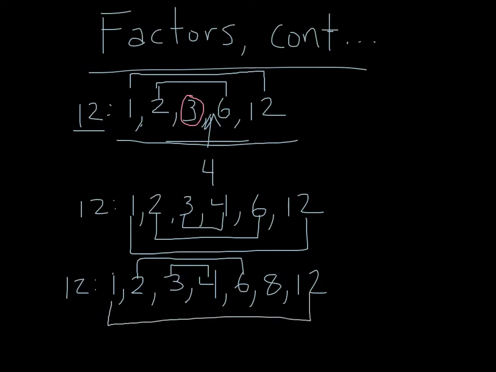They all have partners except for 8. Why doesn't 8 have a partner? Because you can't multiply 8 times anything to get 12. So 8 is actually not a factor of 12.